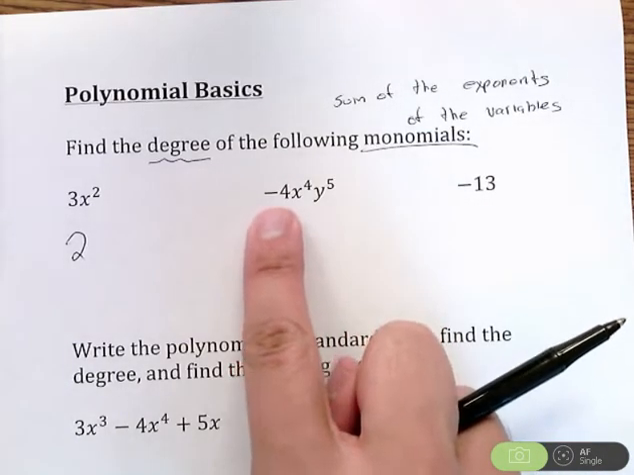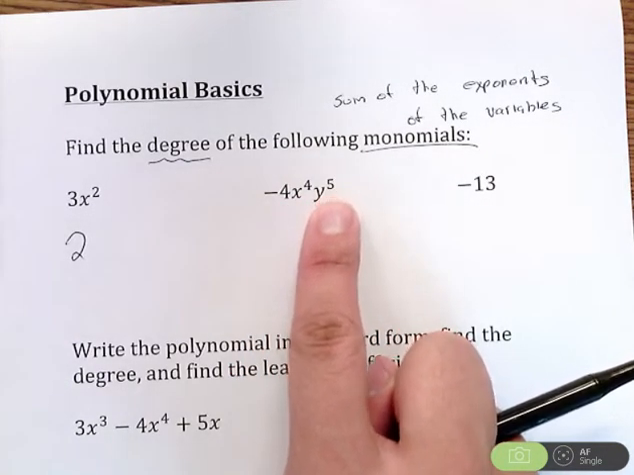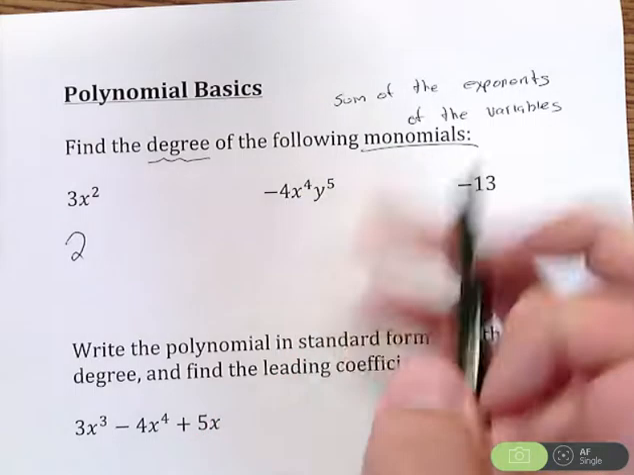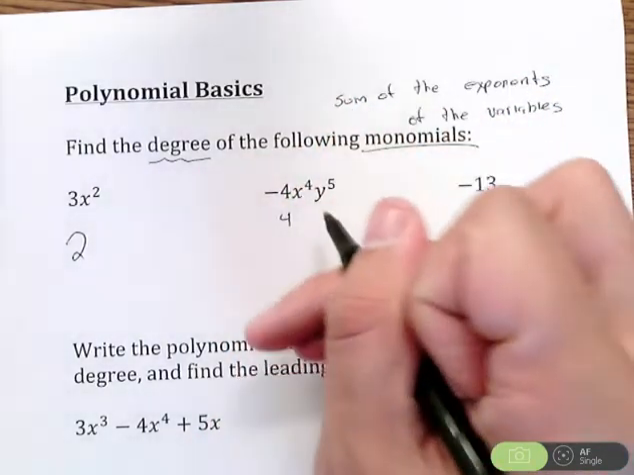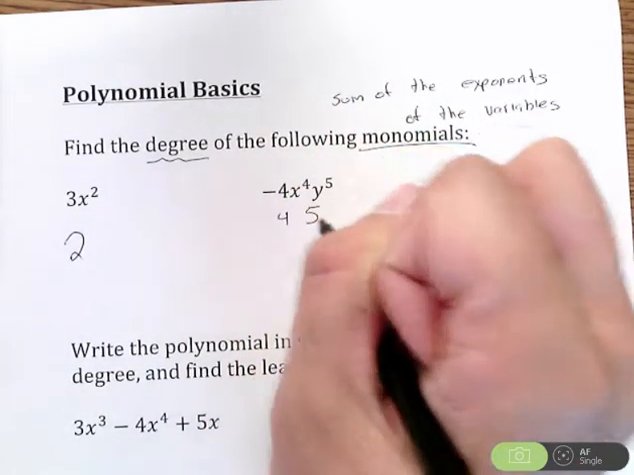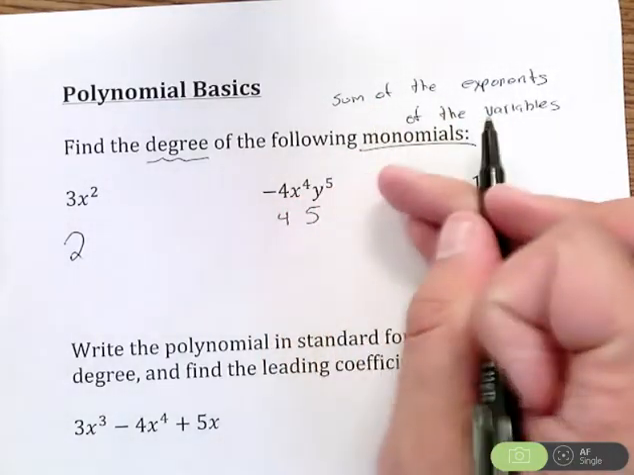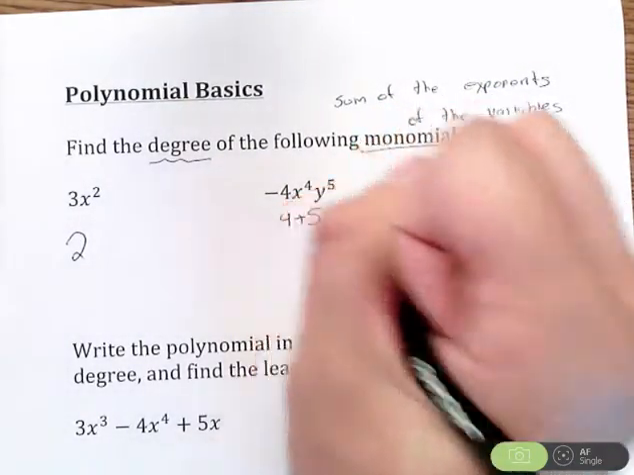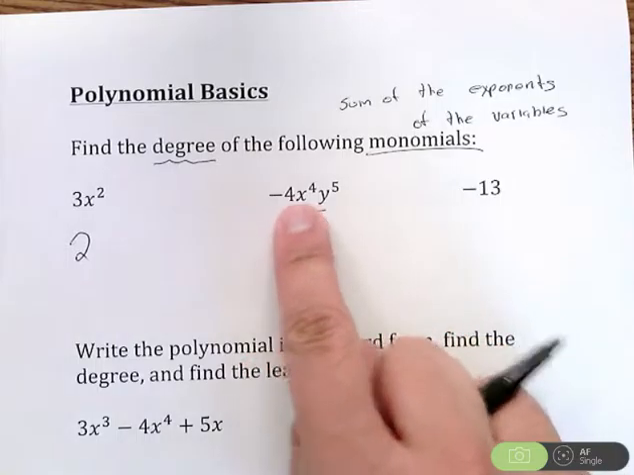In my next example, I have negative 4x to the fourth, y to the fifth. There's two variables there. I have an x to the fourth, so I have a 4 from there, and y to the fifth, I have a 5 from there. And what we're going to do is find the sum of the exponents, which means 4 plus 5, the degree of that is actually 9.